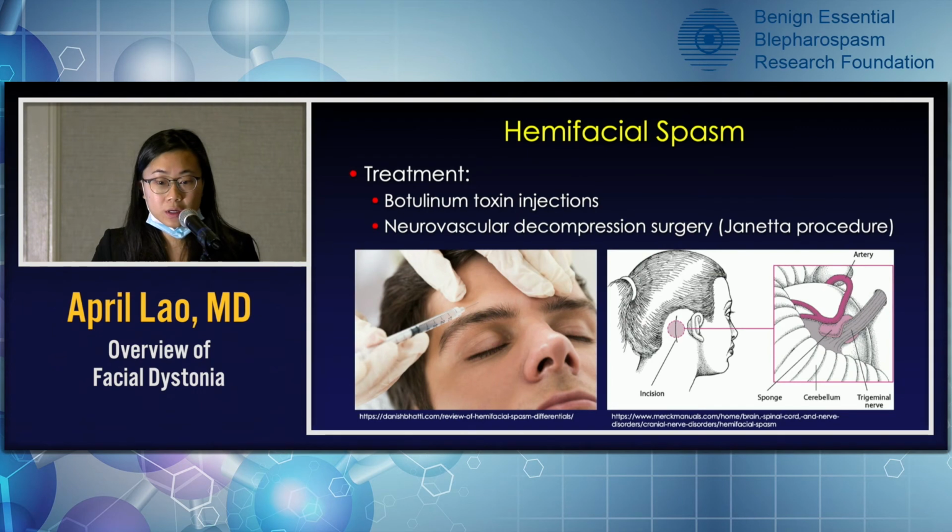So treatment is Botox injections over the eyelid area as well. And then if there is an abnormal vessel, another consideration would be neurovascular decompression surgery. So you're essentially putting a sponge in between that vessel and the nerve to relieve some of that compression.